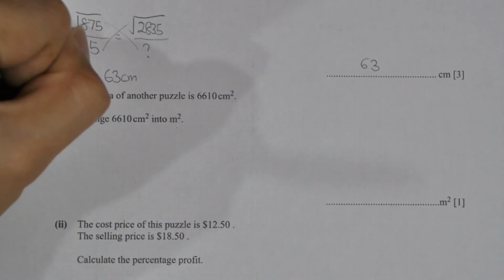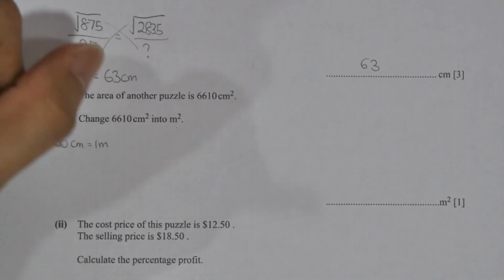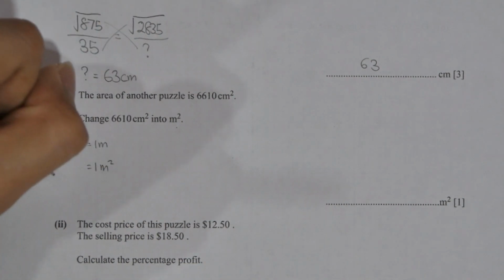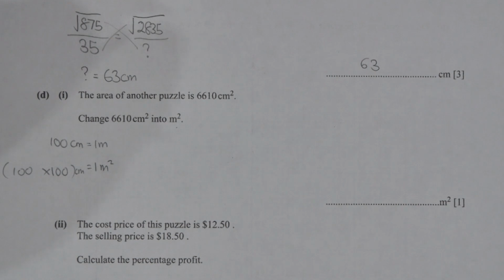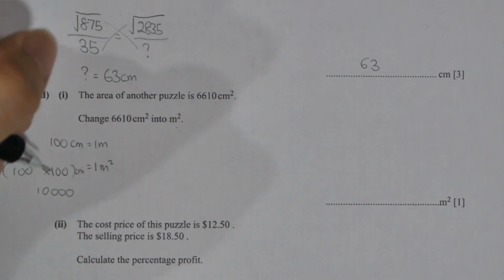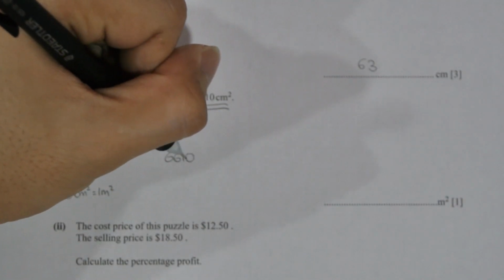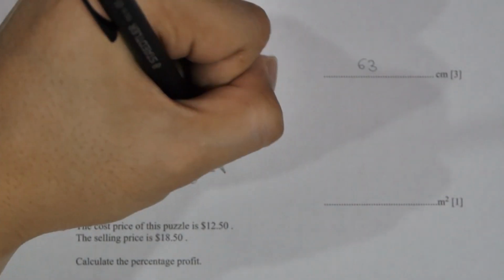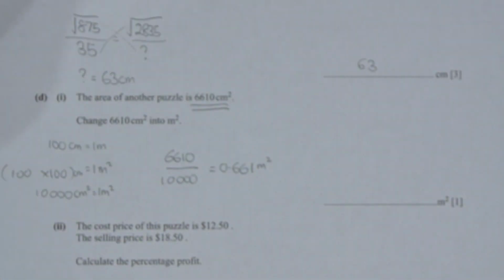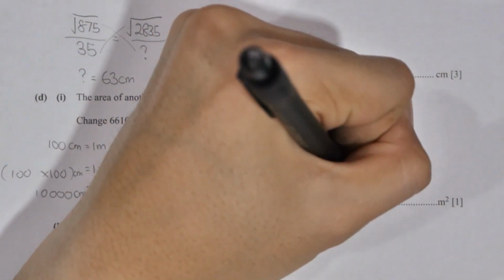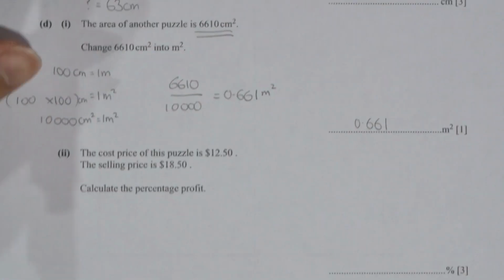So the following one, I actually use a very simple method instead. So I just write it down. 100 cm is actually 1 meter. So 100 times 100 cm, then you will get 1 meter square. So you just take 6,610 over 10,000, then you will get how many meter square it is.